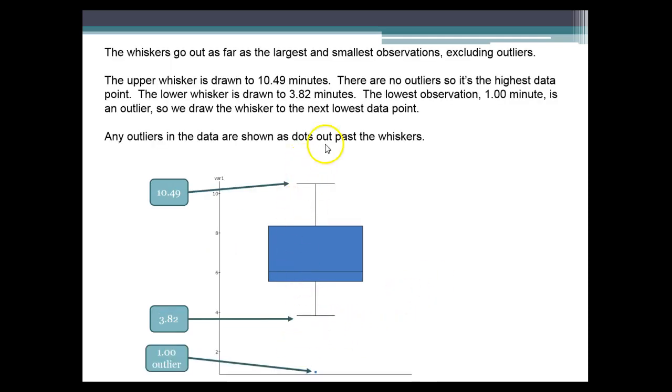The whiskers go out to the highest and lowest observations other than outliers. So other than the outlier of 1, these are the highest and lowest observations. All right? Where box plots are really useful, two things. One is in determining outliers without you having to actually do any calculations. And the other is if you're comparing two data sets, which we're going to do next week.